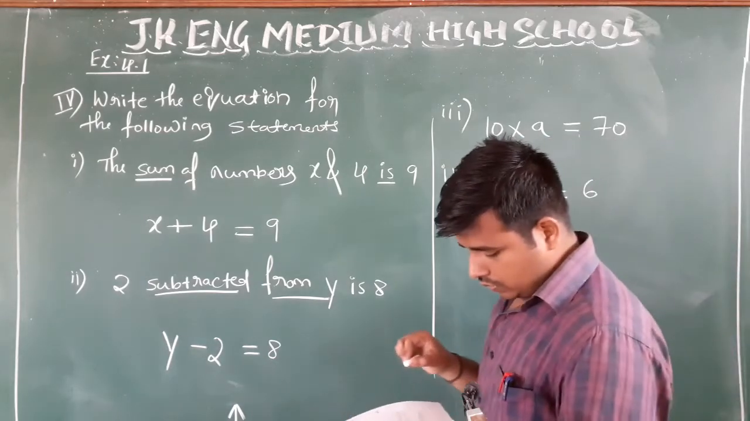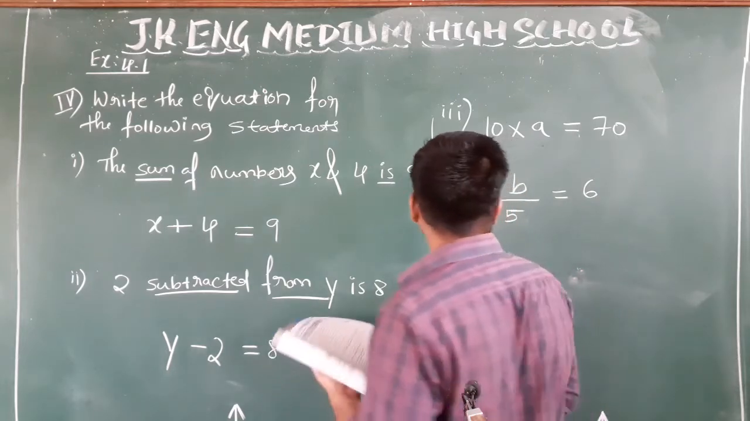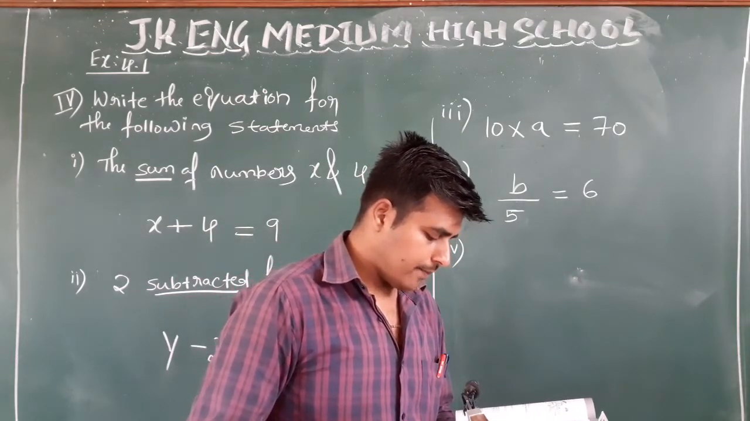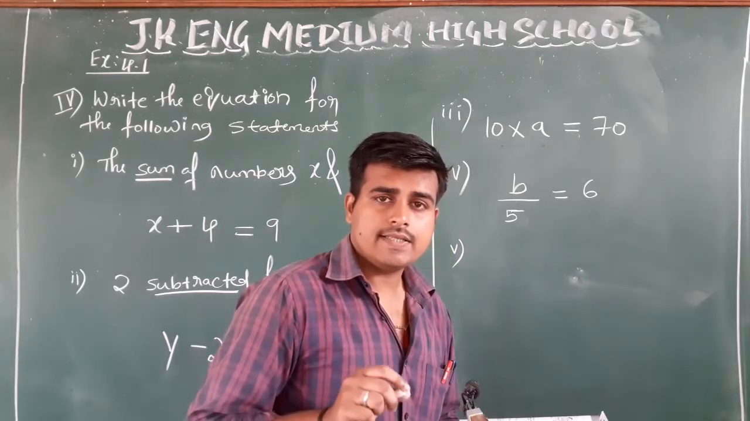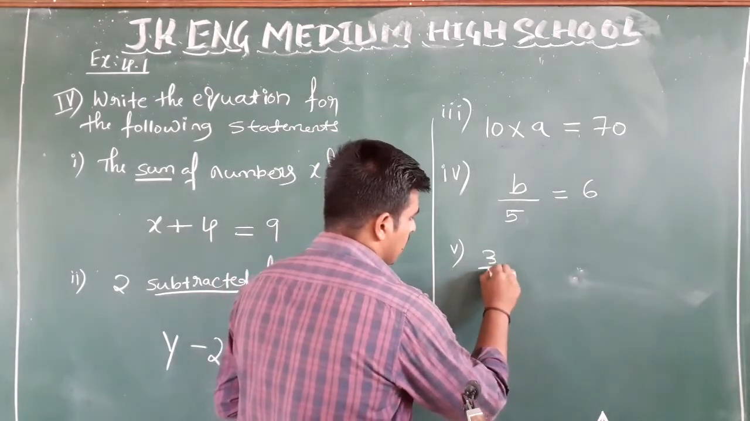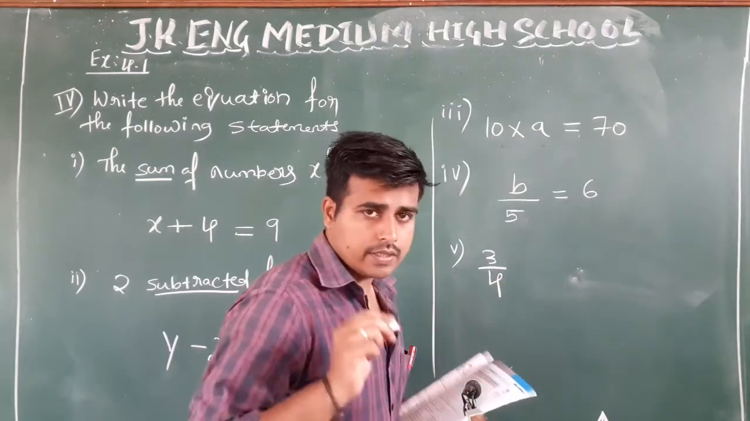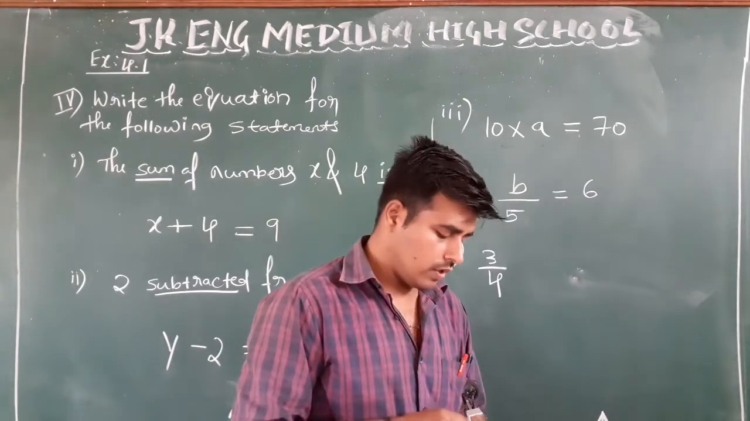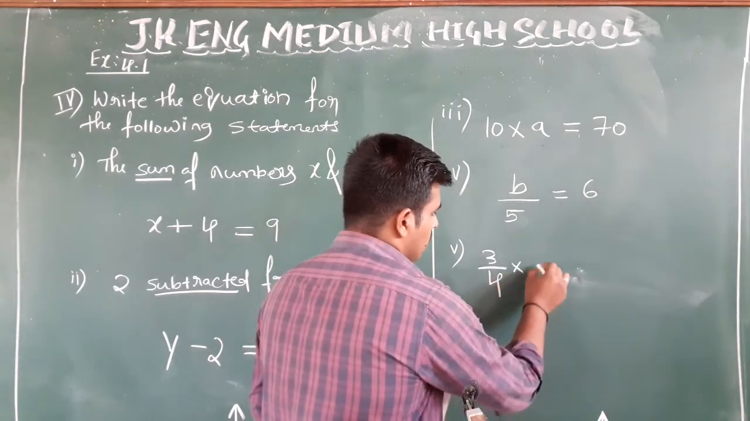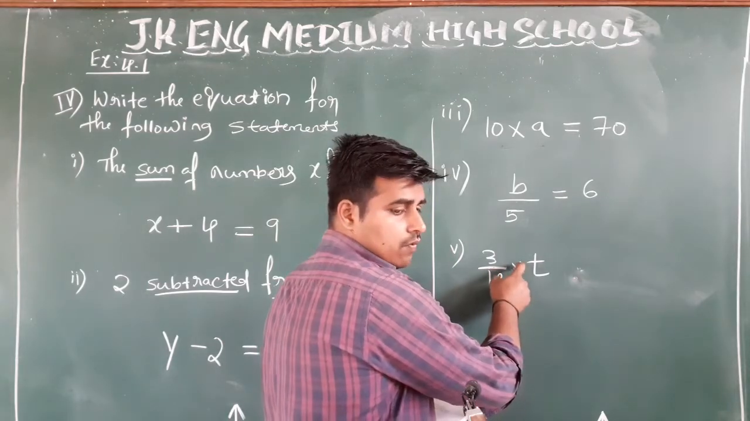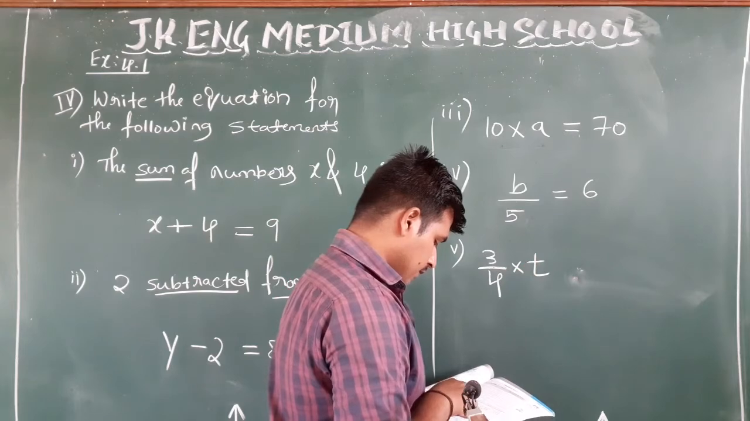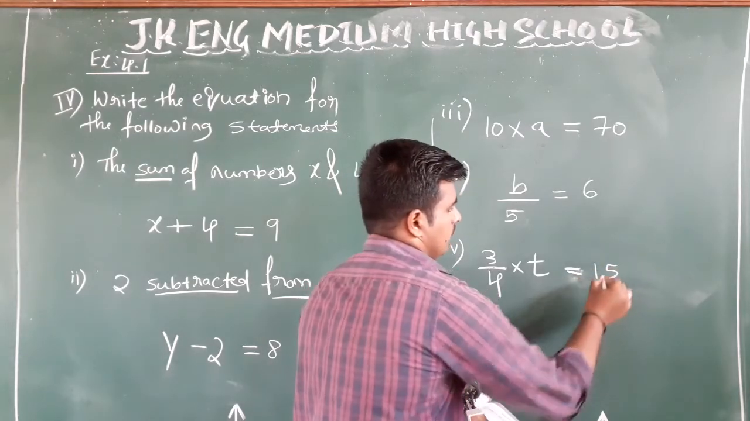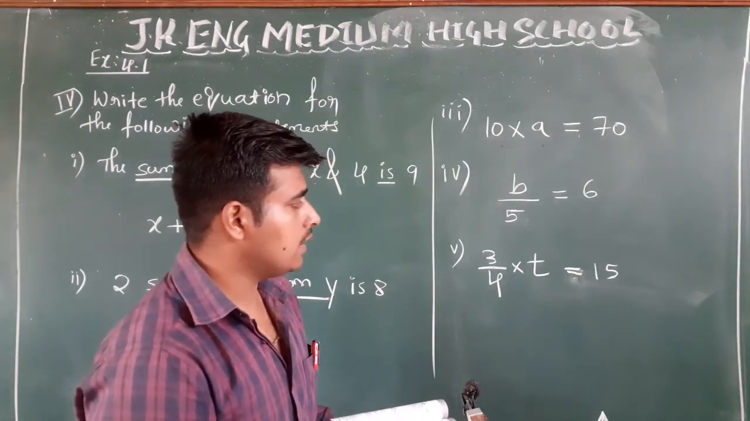Okay, very simple. Fifth one: 3/4 of t is 15. 3/4 means what? I discussed in the previous lesson that "of" always shows multiplication, so 3/4 of t means 3/4 into t. And "is" means equal. What is it equal to? 15. So 3/4 of t is 15.